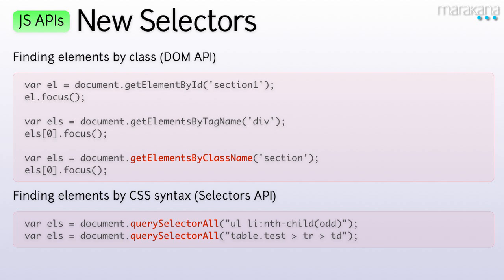Right here, for example, we're saying, I've got an unordered list. Grab me each of the list items, and then the nth-child, just give me the odd ones. You might imagine using that to make a striping pattern on a table or in a list. Here we have another querySelectorAll. We're saying, give me the table that has the class name test, then give me its immediate table row, and then its immediate table data elements. That one line will return a lot of things that, in the old style of using the document object model, would have taken a lot of code.